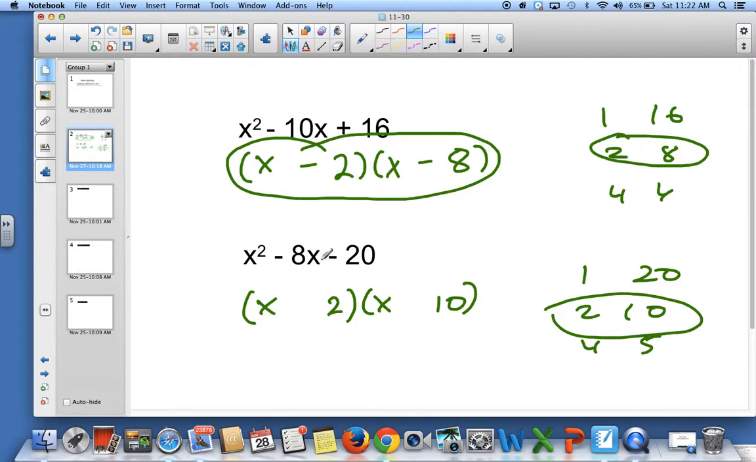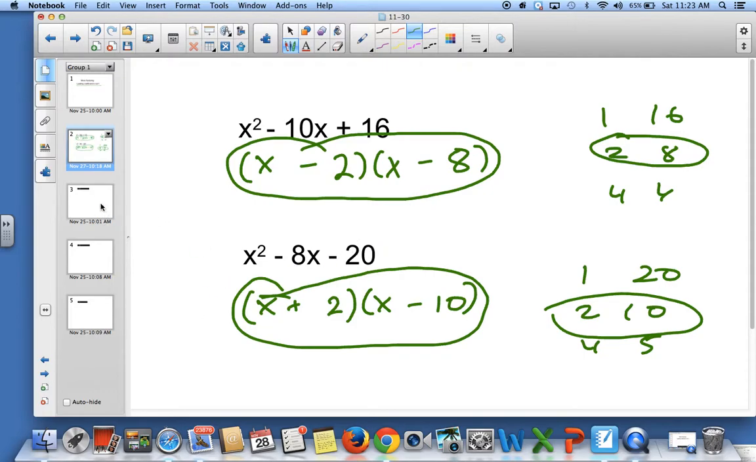And since this last thing is a minus, the bigger number has to get that sign. They've got to be different signs, either plus minus or minus plus. And the bigger number is going to get this sign here of minus. So I put a minus here and a plus here, and there's my answer. Some people just in their head say what numbers multiply to 20 and subtract to get 8, and say 10 and 2, and it works out fine.